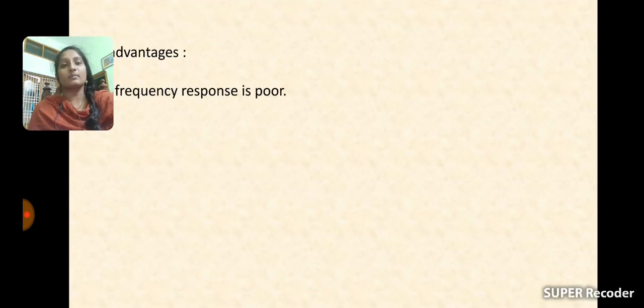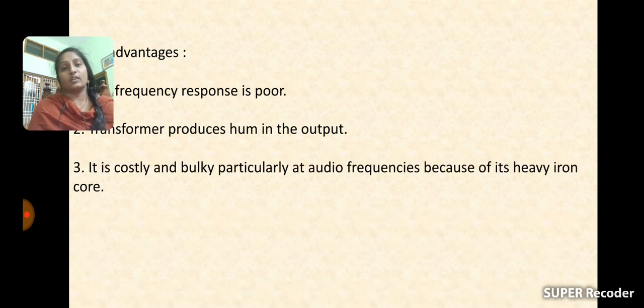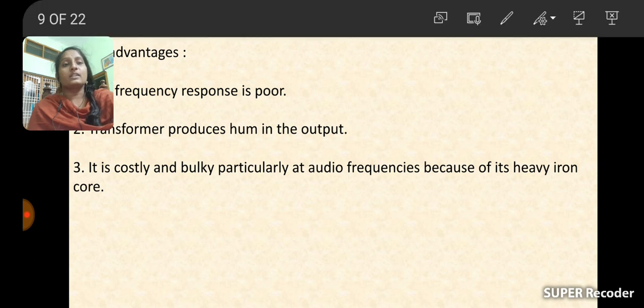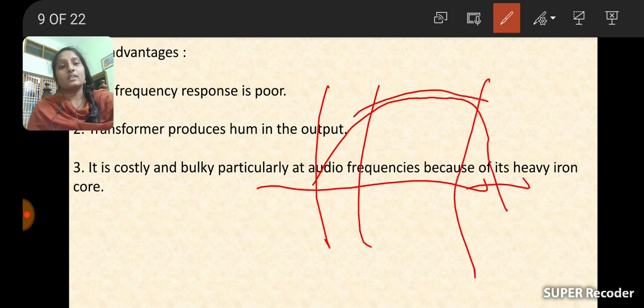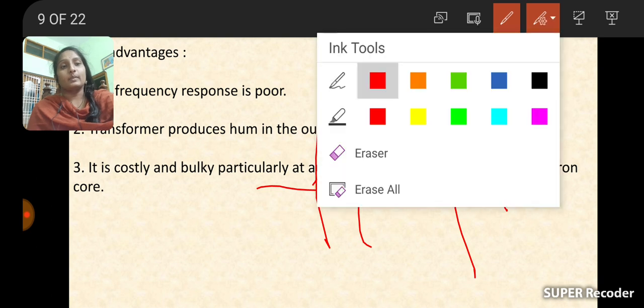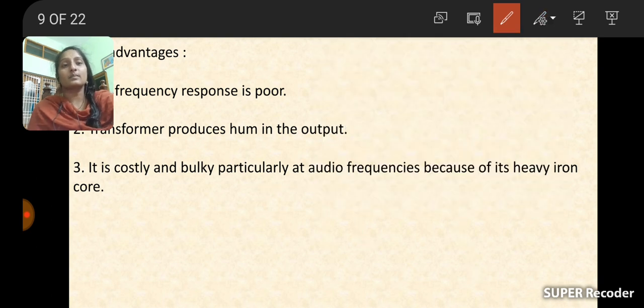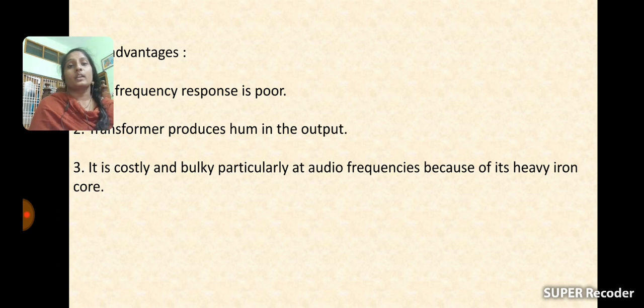Every device has some advantages, and at the same time also disadvantages. See here, the frequency response is very poor. While coming to the frequency response of an RC coupled amplifier, the frequency response is constant over some frequency ranges, like this. But here in the transformer, the frequency response is very poor. And the transformer produces hum in the output, some noise in the output.